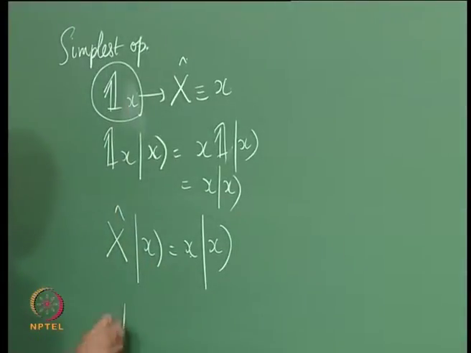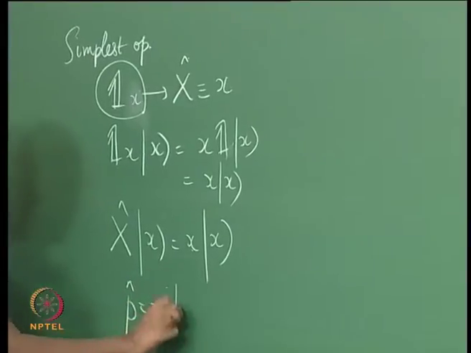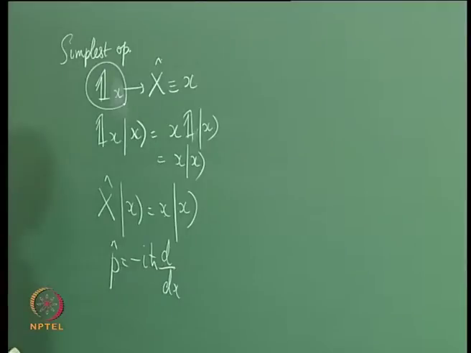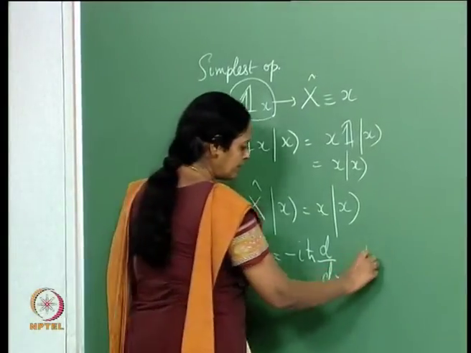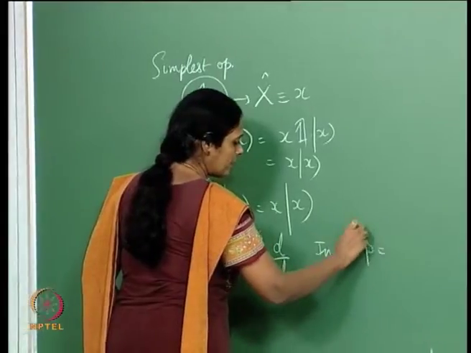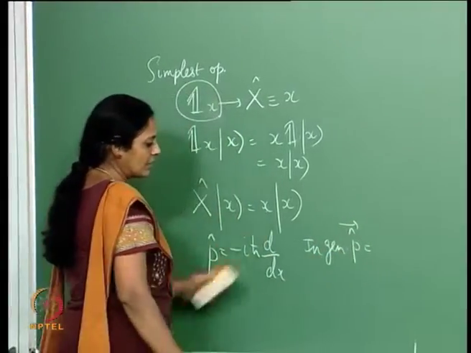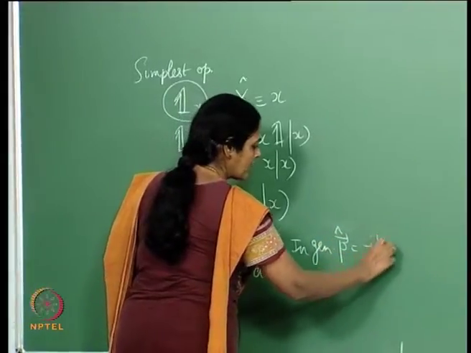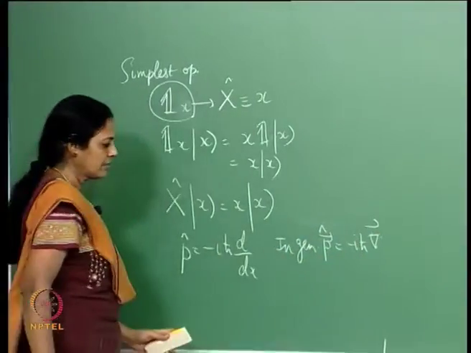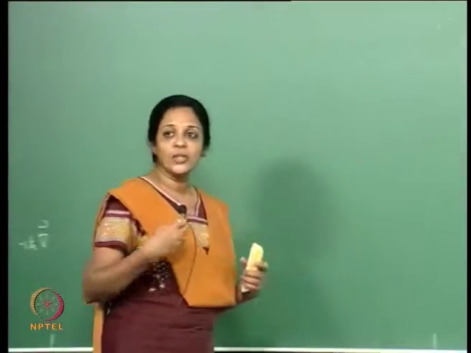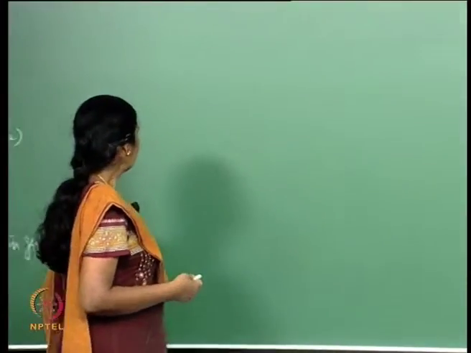Of course, the momentum operator P was minus i h cross d by dx. We are looking at one dimension, the x axis. And in general, the operator P, which is also a vector under rotations in space, is minus i h cross del. And this is a point we got up to last time.